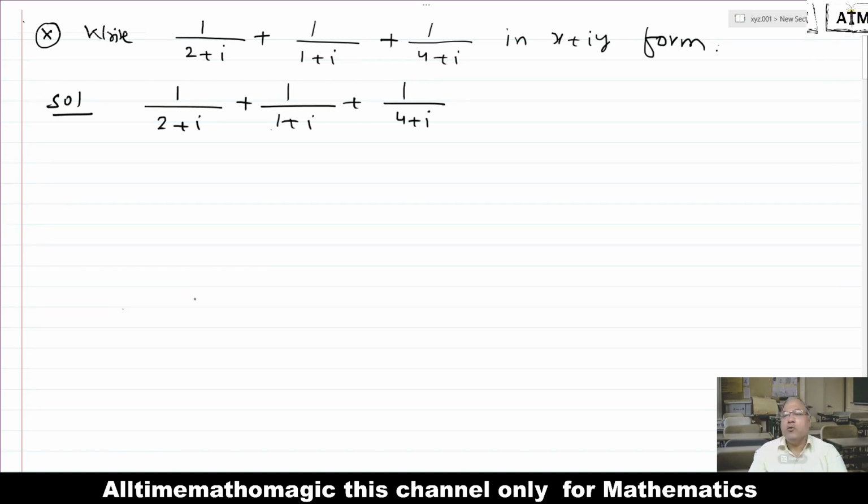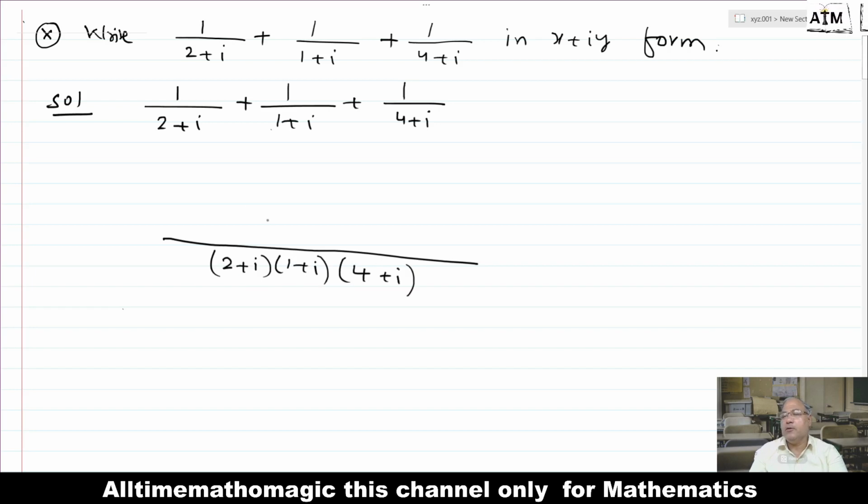So here 1 upon 2 plus i, 1 upon 1 plus i, 1 upon 4 plus i. So first of all, write all the 3 in the denominator, that is 2 plus i, 1 plus i and 4 plus i. Then for the first fraction, don't write 2 plus i, write down the remaining 2 parts, that is 1 plus i and 4 plus i.